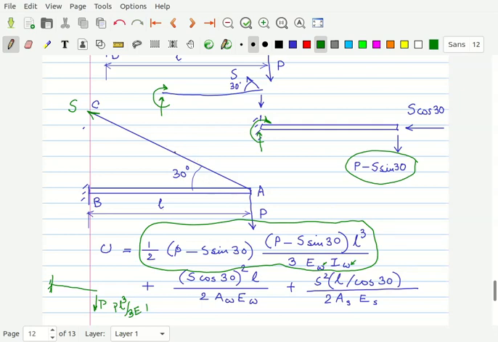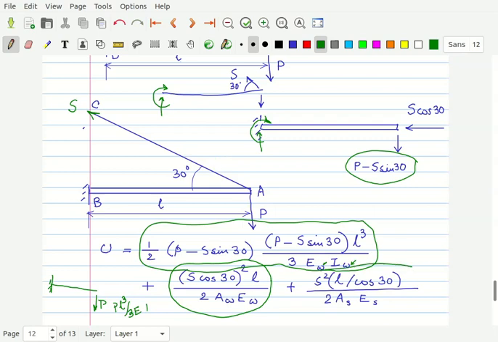And what is the strain energy? This will be subjected to axial strain energy. That means P square L by twice AE. So here P is S cos theta. So P square L by twice AE. So this is the axial strain energy, axial tensile strain energy stored in the guy wire.